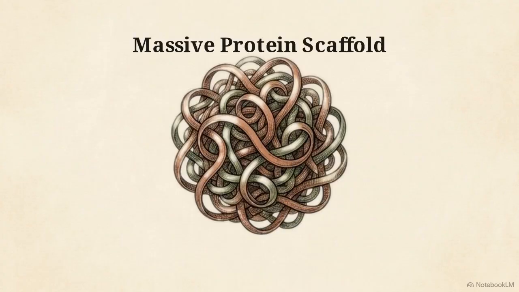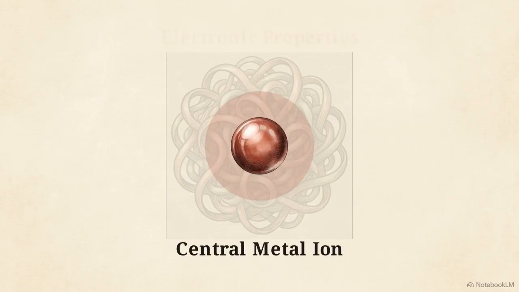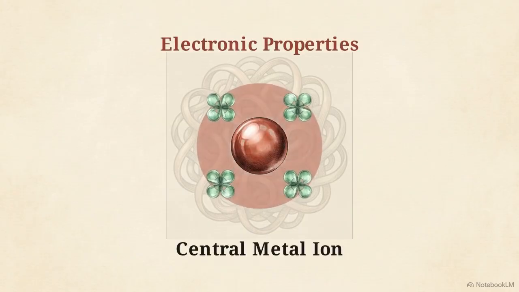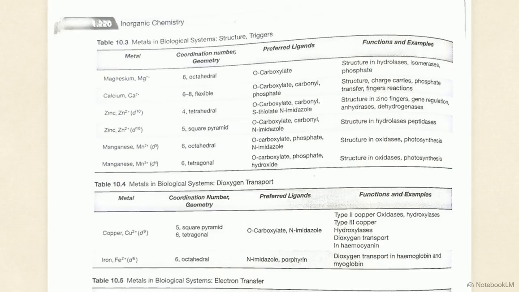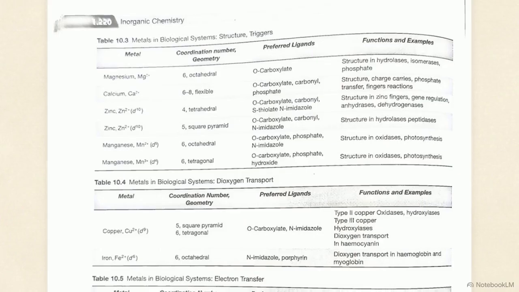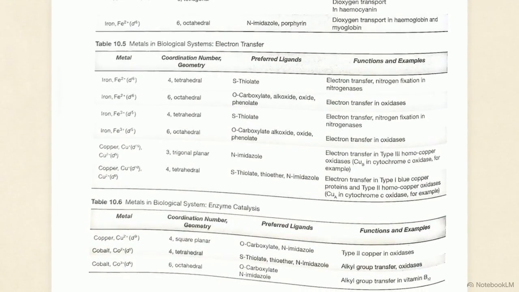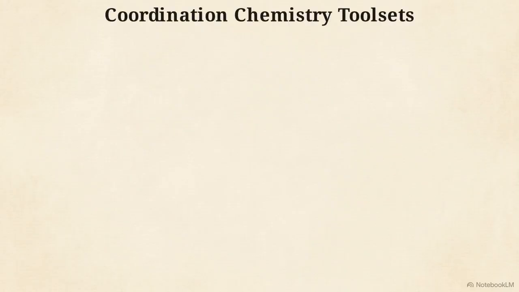By prioritizing the electronic properties of the central metal rather than the massive protein scaffold, the logic behind complex biological enzymes becomes clear. Textbooks often present this field as an overwhelming list of metalloproteins. Looking at these information overload tables, it feels like every enzyme requires individual memorization of its specific metal and function. However, most roles are dictated by the metal's d electron count.